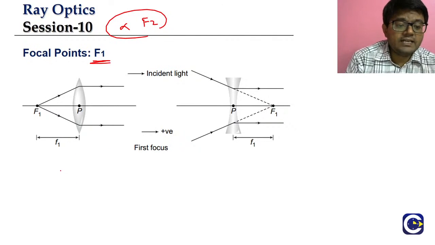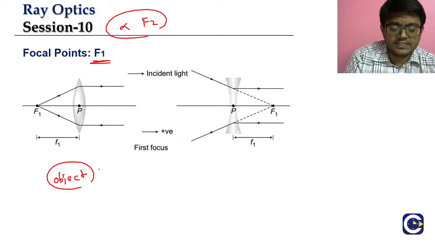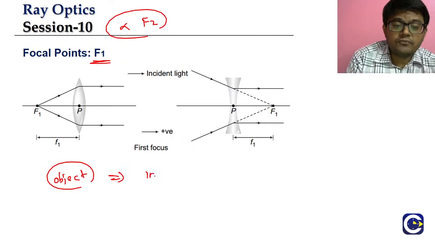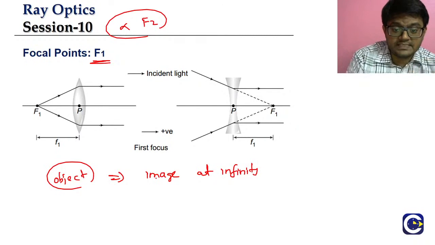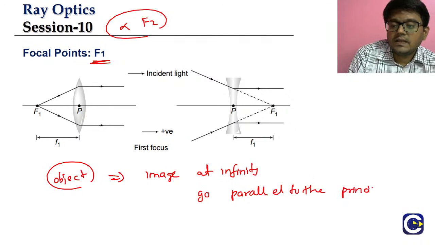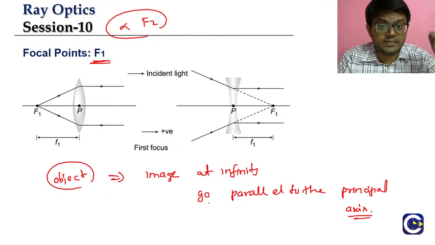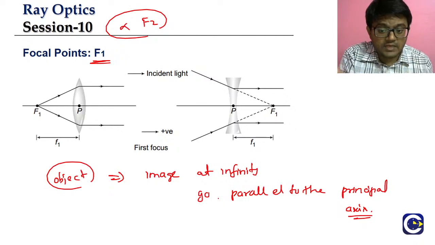For both these lenses, the definition is the same kind. If you have an object which can form an image at infinity, it means that after complete refraction from the lens, the light rays should go parallel to the principal axis. So we have to keep the object at a particular place where the image, because of the lens, will be formed at infinity. Means after refraction, the light ray should be moving parallel to the principal axis.